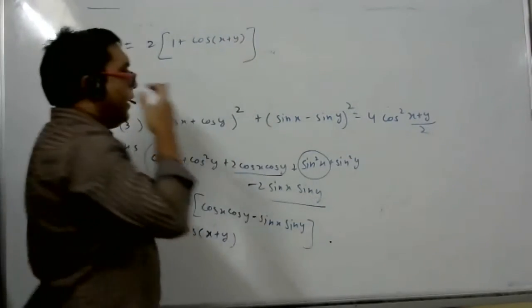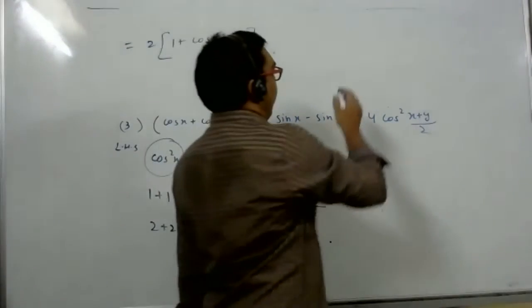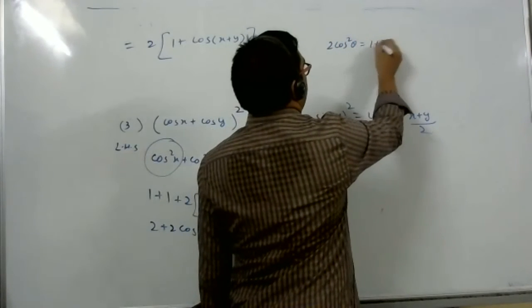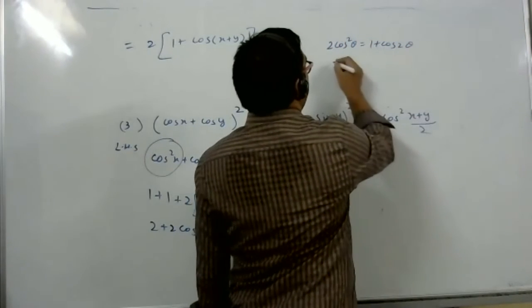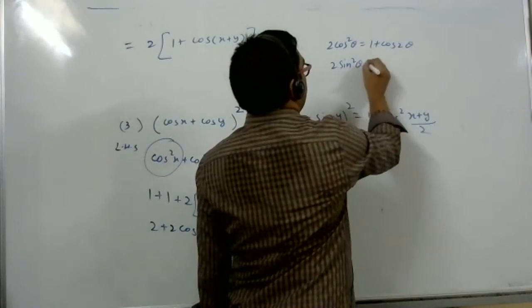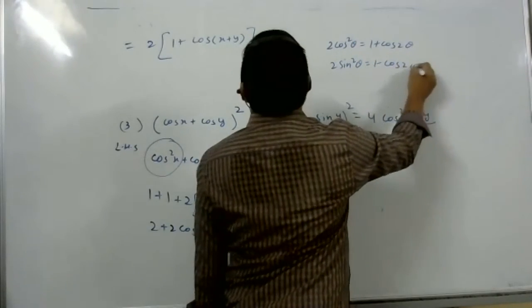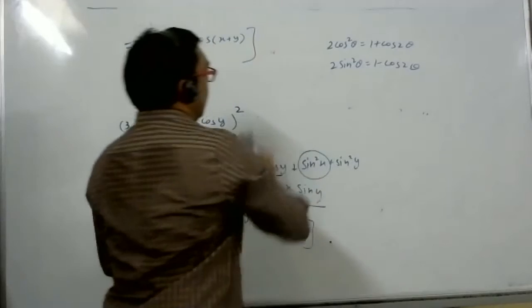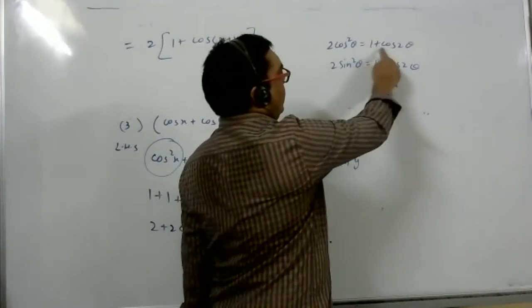Do you know, one day, I think last class, I told you one very important formula. That is 2 cos square theta is equal to 1 plus cos 2 theta. 2 sin square theta is equal to 1 minus cos 2 theta. This is a very important formula. So based on this, what can we do? 2 cos square theta is 1 plus cos 2 theta.